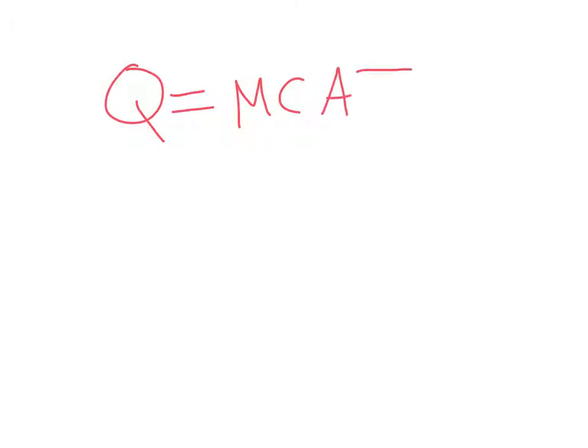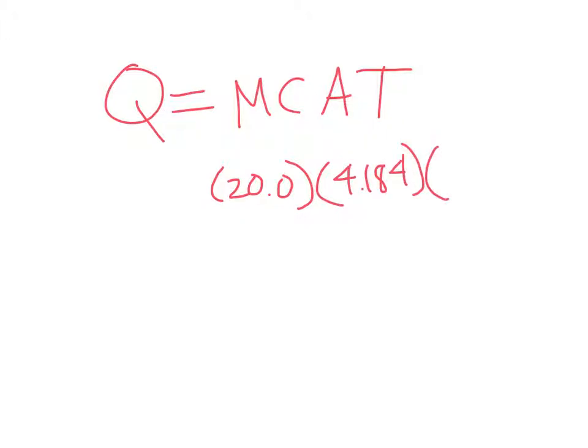Q equals MCΔT. So let's go ahead and put in the information that we know. We know that M is mass, so that's 20.0 grams. The specific heat of water is 4.184. And the change in temperature is the final temperature minus the initial temperature. The final temperature is 303 and the initial temperature is 283. So that is 20.0 degrees Celsius. So this problem is pretty simple. All you need to do is multiply these three variables together.